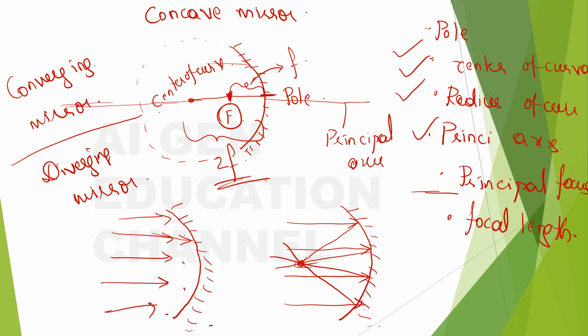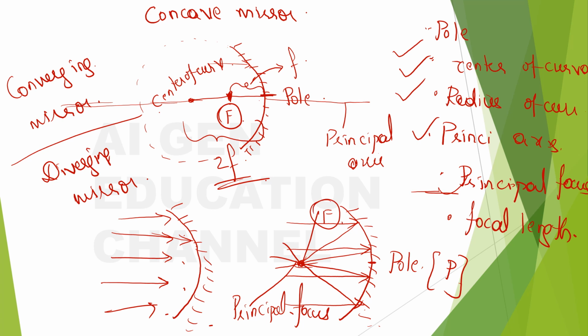And what is this point called? Yes, principal focus. That is the reason we have learnt about all these in this illustration. So we know the principal focus, and we obviously know the pole. The notation for the pole is P. For the principal focus the notation is F. And the distance between the pole and the principal focus is, as you all know, the focal length.